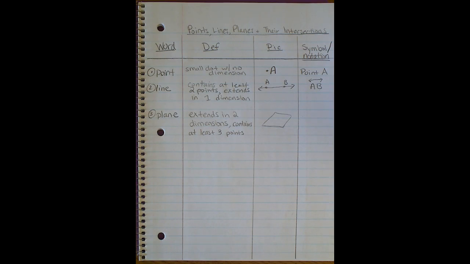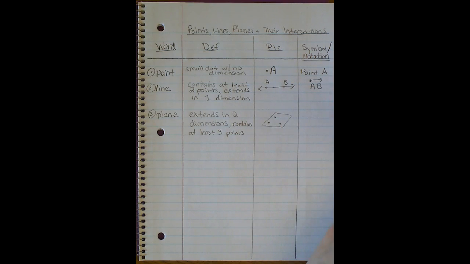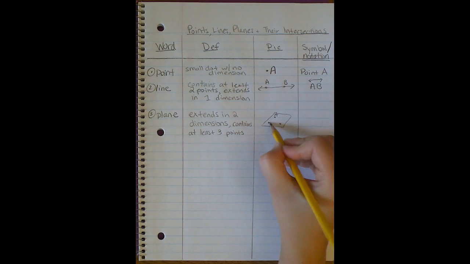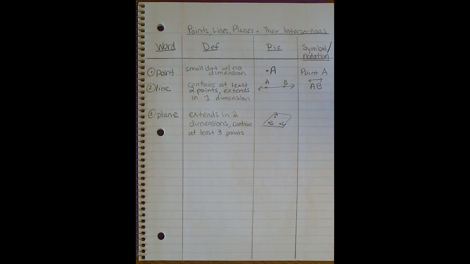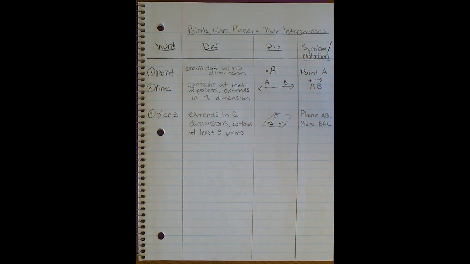Since a plane contains at least 3 points, go ahead and plot 3 points within your plane and give them a name. Make sure you label with a capital letter. I'm going to use ABC. If we wanted to name this plane, we would simply write the word plane and then any 3 points that are on that plane. So plane ABC, plane BAC. The order doesn't matter because all 3 of those points are on that plane. Let's say there was a 4th point. There's no need to use all 4 points to name the plane. You only need 3.